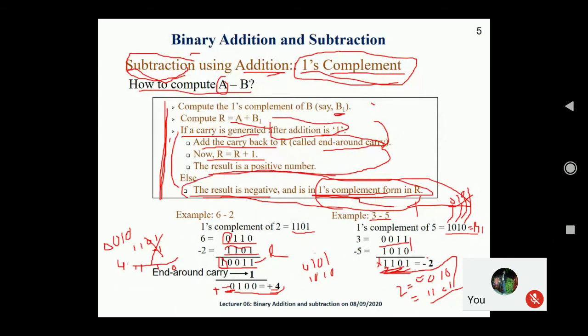The result is negative, and it is in twos complement form. So it is 110.